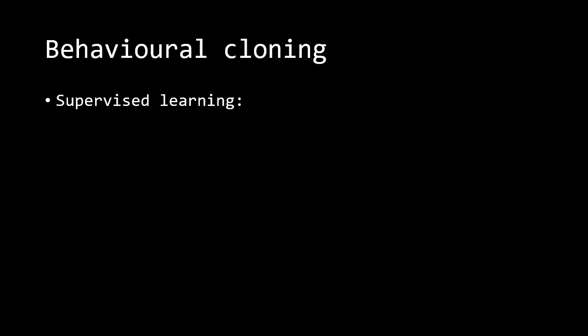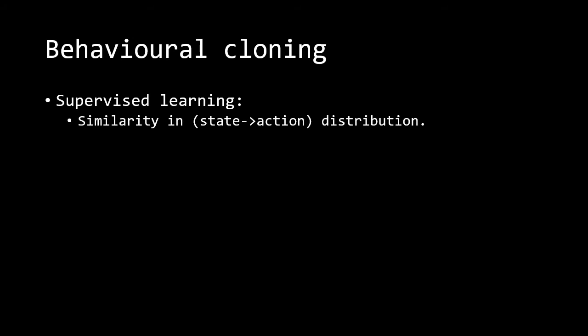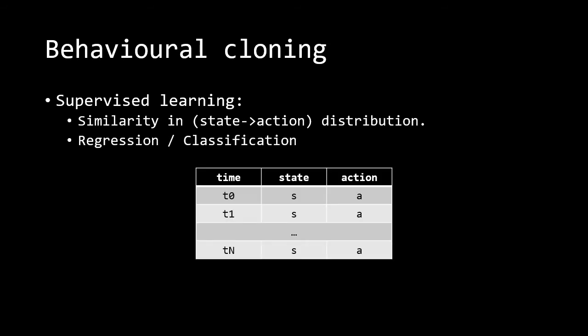All right, let's go to behavioral cloning. I think I've already said a lot about that. The similarity metric that we'll be using is this distribution from state to action. You can do regression or classification. Anyway, you first collect, for each time step, a state and an action.